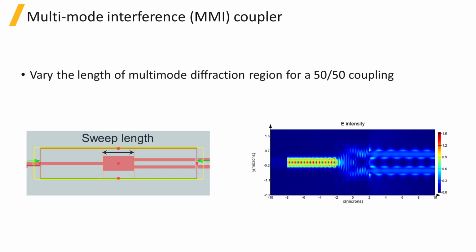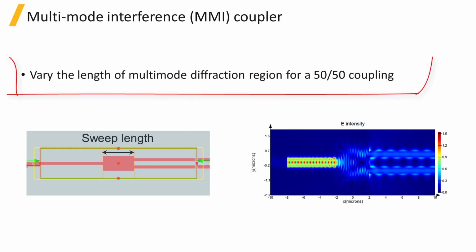We have seen in some detail the spot size converter example to learn about the capability of the EME solver. Here are some other application examples suited for EME simulations. Here's a simple MMI coupler. Ideally, you would want to achieve a 50-50 power split between the two output ports. You can vary the multi-mode region to optimize the transmission.